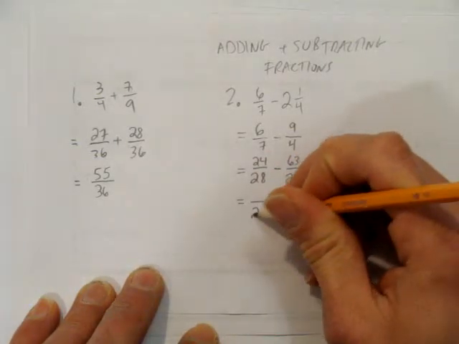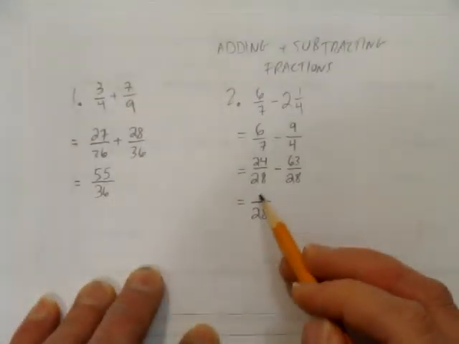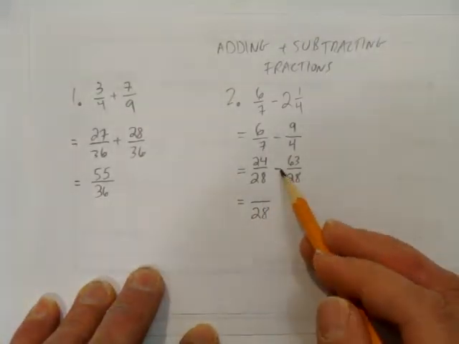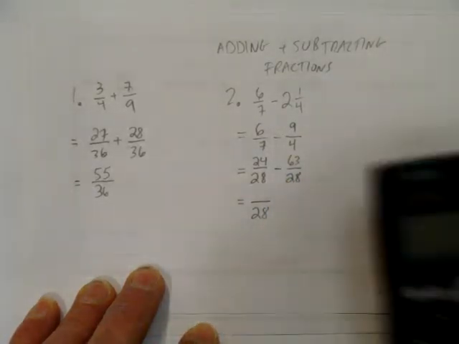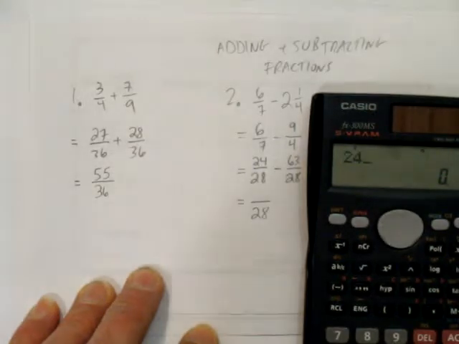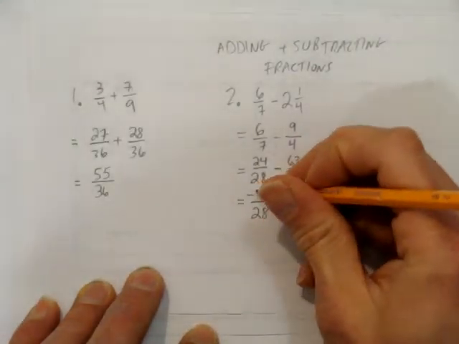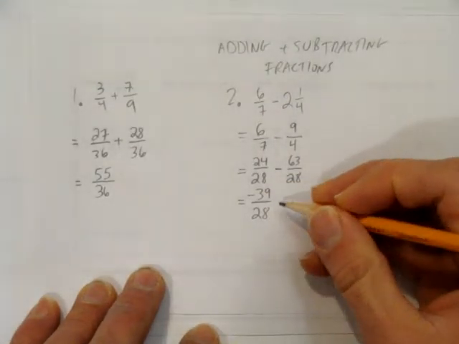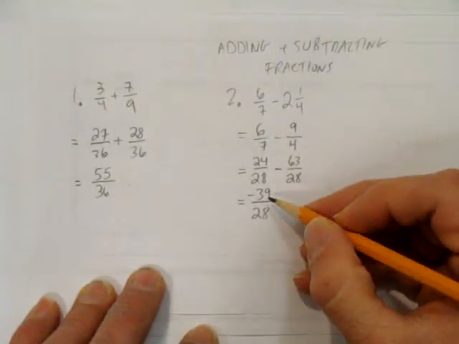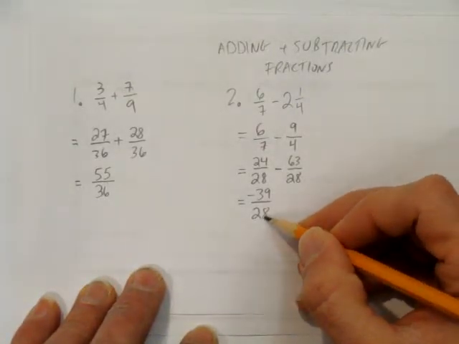When you're subtracting fractions, just like adding fractions, the numerator is what's going to be added, or in this case subtracted. The denominator stays the same. So we'll pull out our calculator. Numerator 24 minus numerator 63 is negative 39. And once again, we're done unless we can reduce. Does anything go into 39? Well, only 3 and 13. And those don't go into 28.